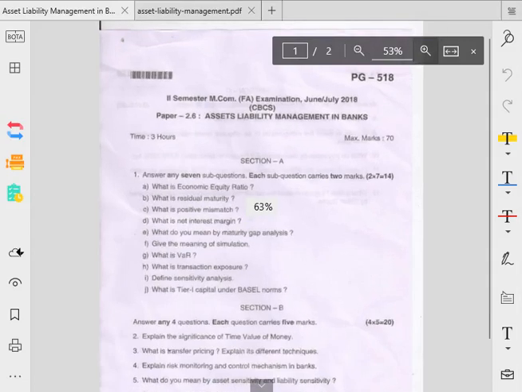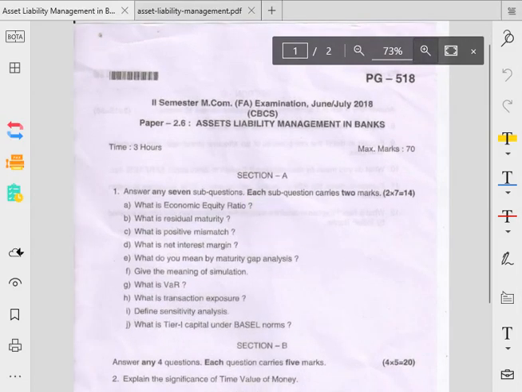Today we're going to see the question paper revision, okay? Asset liability management in banks. We're going to see only 2 marks today, okay?